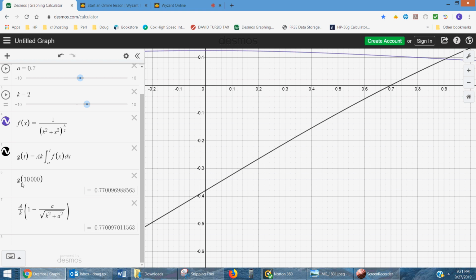definition. And now if I take g of 10,000, for example, and that would be like the definite integral from a to 10,000 of f of x dx, I get this 0.77009. And here's the answer that I came up with: A over k, which in our problem would be a over r, times the quantity 1 minus a over the square root of k squared plus a squared. And you can see they're the same.